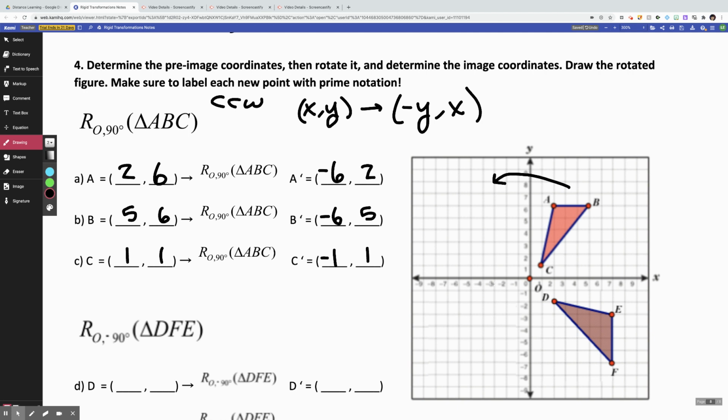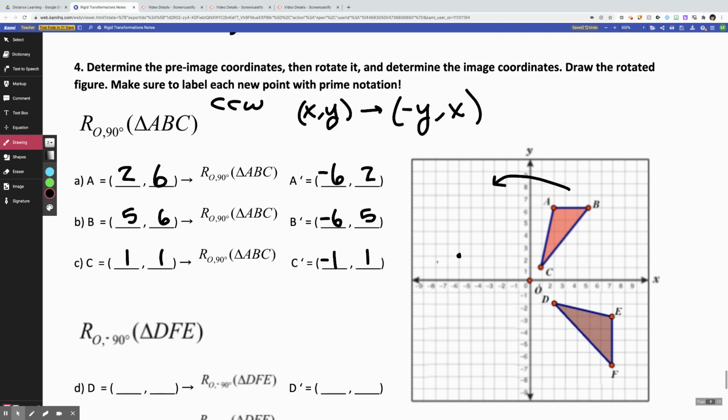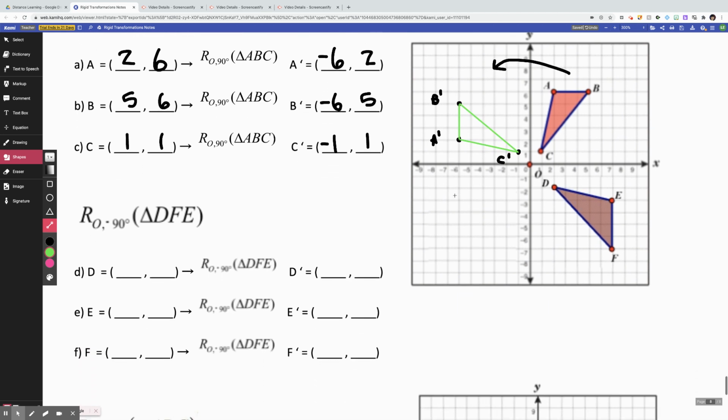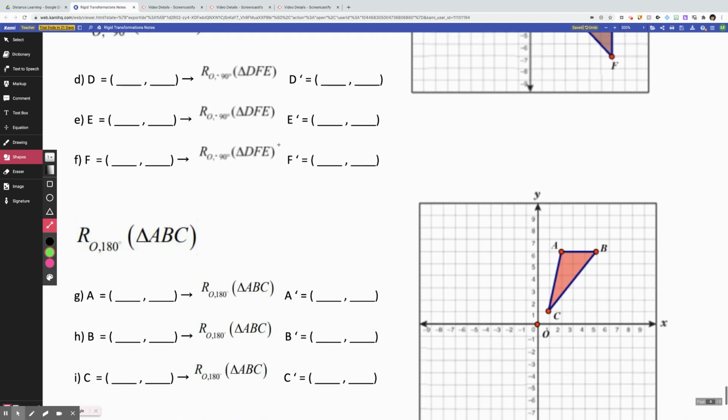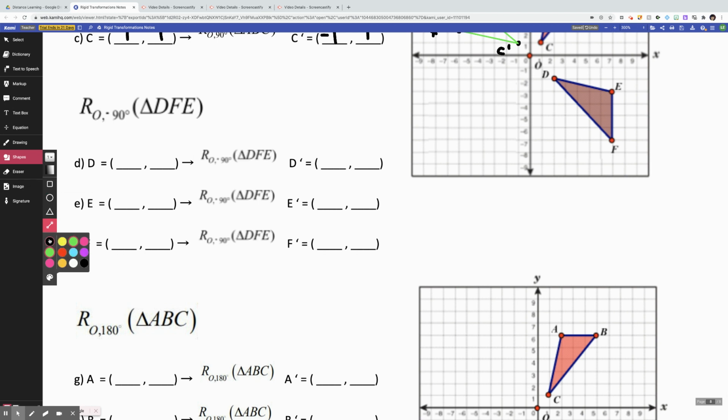So let's go ahead and plot those. So I have negative 6, 2. 1, 2, 3, 4, 5, 6, 2. Okay, so there's A prime. Okay, then B prime was negative 6, 5. So there's B prime. And then C prime was negative 1, 1. So there's C prime. And now I can connect those dots. 1, 2, and 3. So see how it's the same shape, just turned 90 degrees.